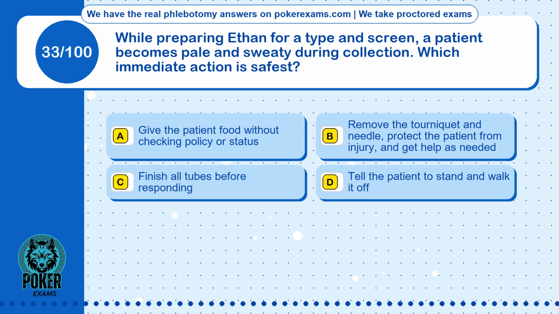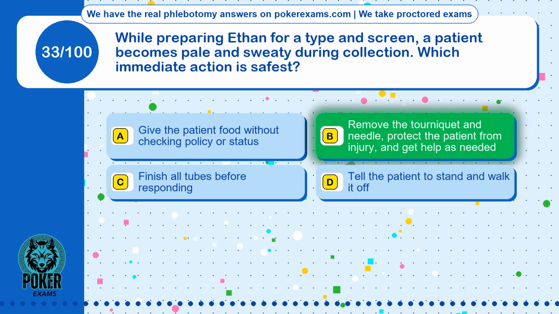Question 33. While preparing Ethan for a type and screen, a patient becomes pale and sweaty during collection. Which immediate action is safest? Option A. Give the patient food without checking policy or status. Option B. Remove the tourniquet and needle, protect the patient from injury, and get help as needed. Option C. Finish all tubes before responding. Option D. Tell the patient to stand and walk it off.